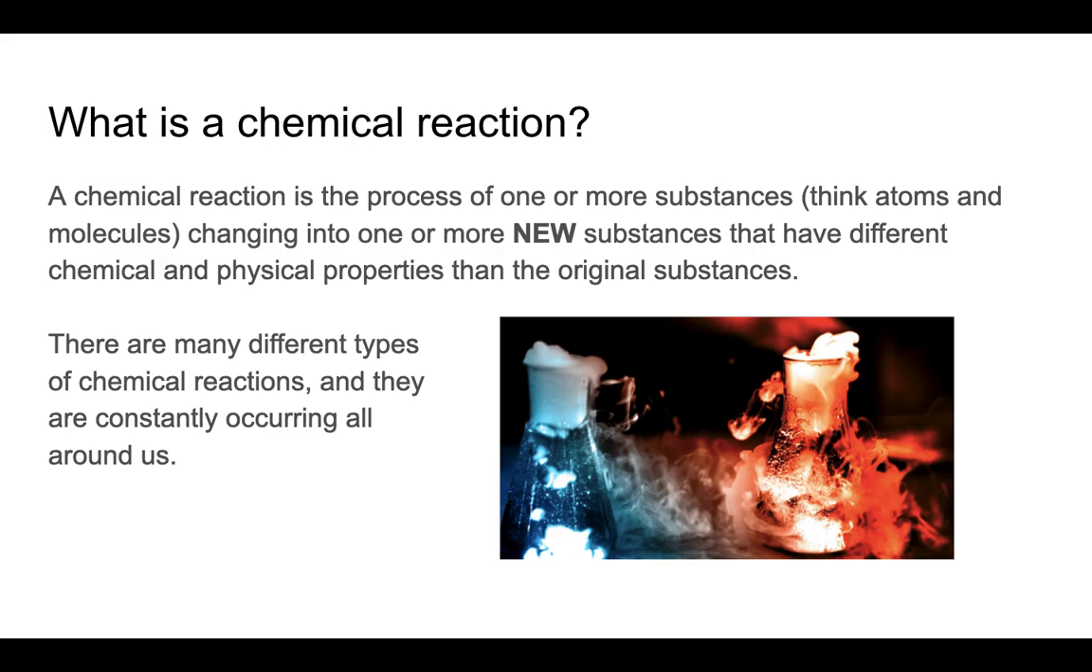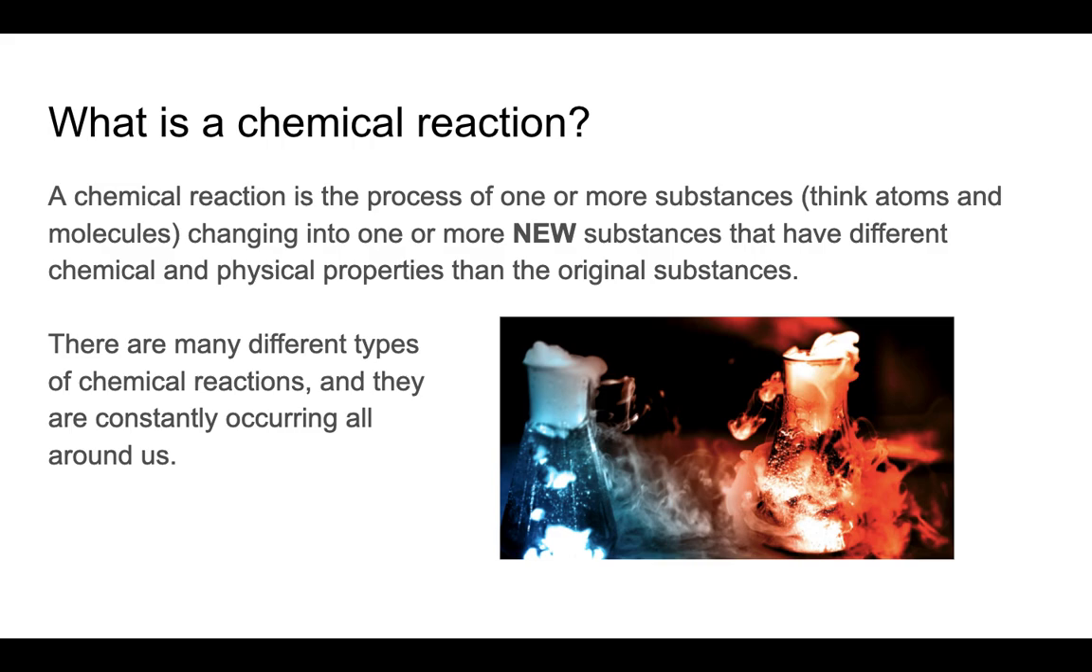So, we have atoms and molecules changing into new substances. What's happening there is they're changing their bonds with each other. We've talked about how we have a bunch of different atoms being bonded to each other through covalent or ionic bonding, and that creates our compounds. So a chemical reaction is basically just the rearranging of those atoms and molecules into new atoms and molecules. And how that happens is they change their bonds with each other.